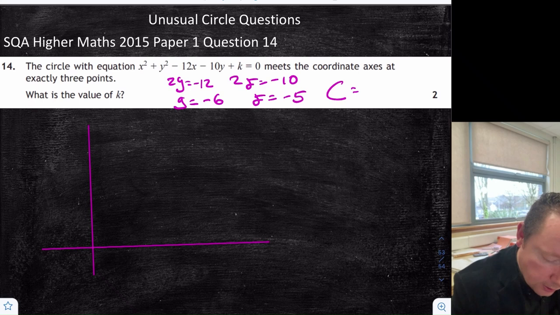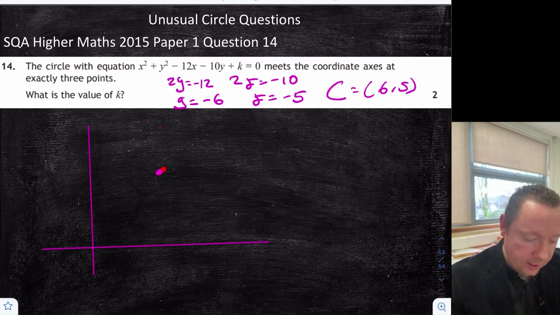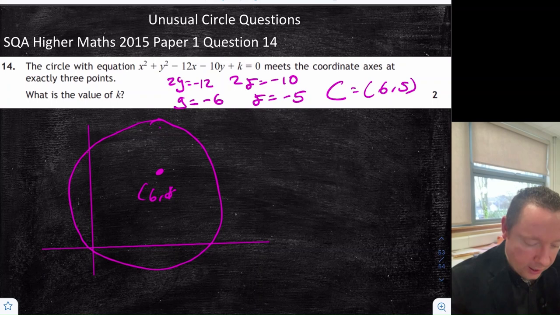So along 6, up 5 somewhere is the centre of our circle, and it touches the coordinate axes at exactly 3 points. So if this is the centre here, it could touch here, but then it would have to touch at this point to come back up here. So if we draw a picture of that, we get something like this. That would be one option. And this is just a wee quick sketch to get an idea of what's happening.